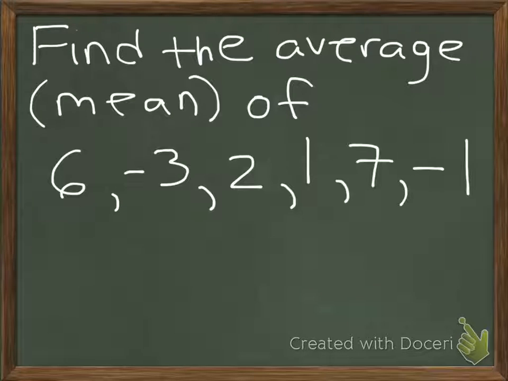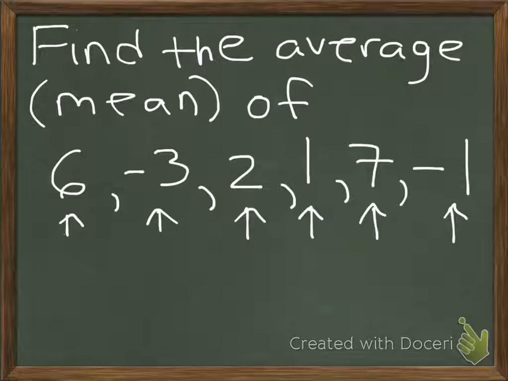The next problem asks us to find the average or the mean of these numbers. To find the average or the mean of numbers, you need to add all of the numbers together and then divide by how many numbers there are. So we need to add 6 plus negative 3 plus 2 plus 1 plus 7 plus negative 1. And there are 1, 2, 3, 4, 5, 6 numbers. So once we get our answer, we're going to divide by 6.